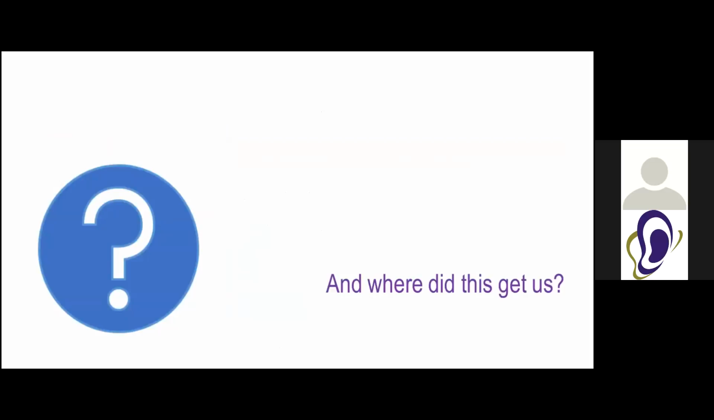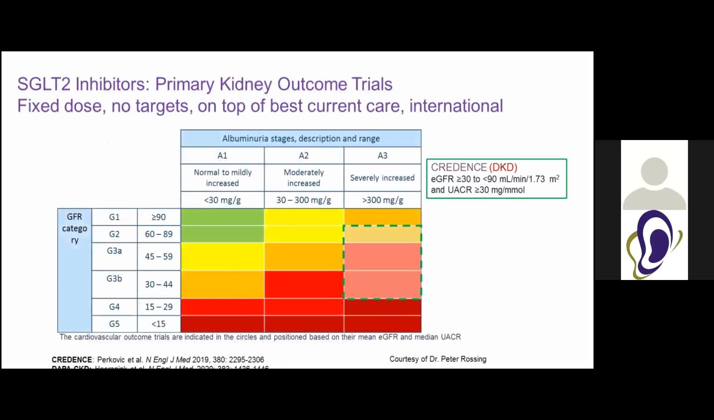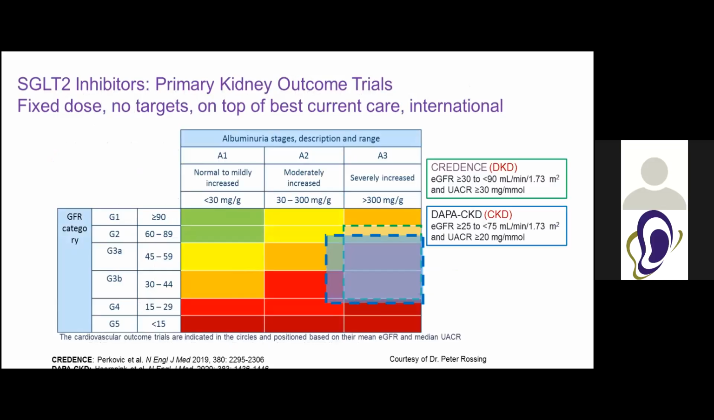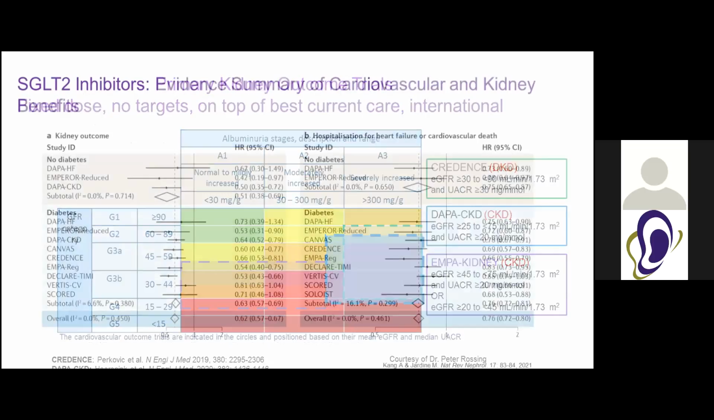And where that got most of us is that whilst within diabetes especially, I could improve a lot of these things, I wasn't able to change at all the incidence of kidney failure. And so if you think now about all the studies that I showed you that are fixed dose with no targets on top of best care with international populations, you have CREDENCE, which is diabetic kidney disease. You have DAPA, which includes diabetes and non-diabetes disease. And you have EMPA, which is coming. And these are important because together they tell us a lot about what we can do next.